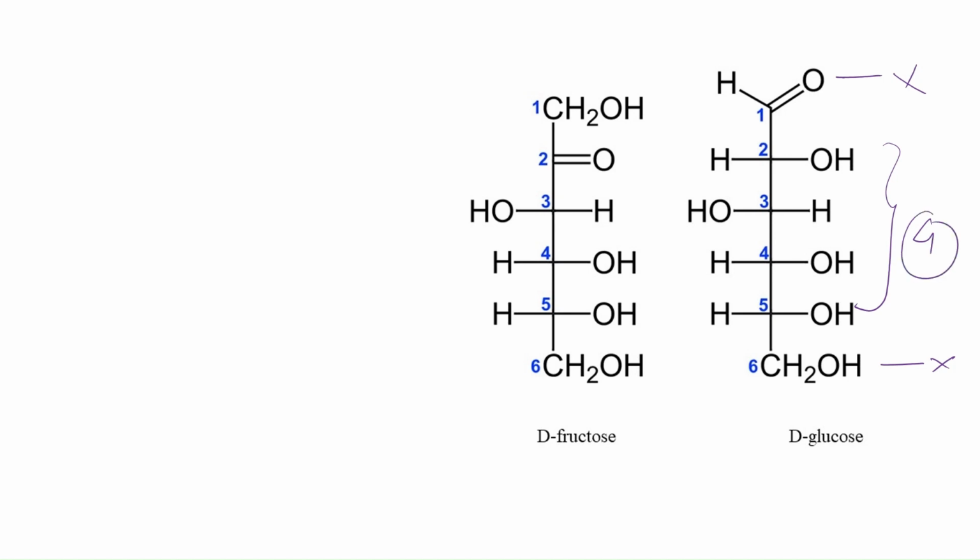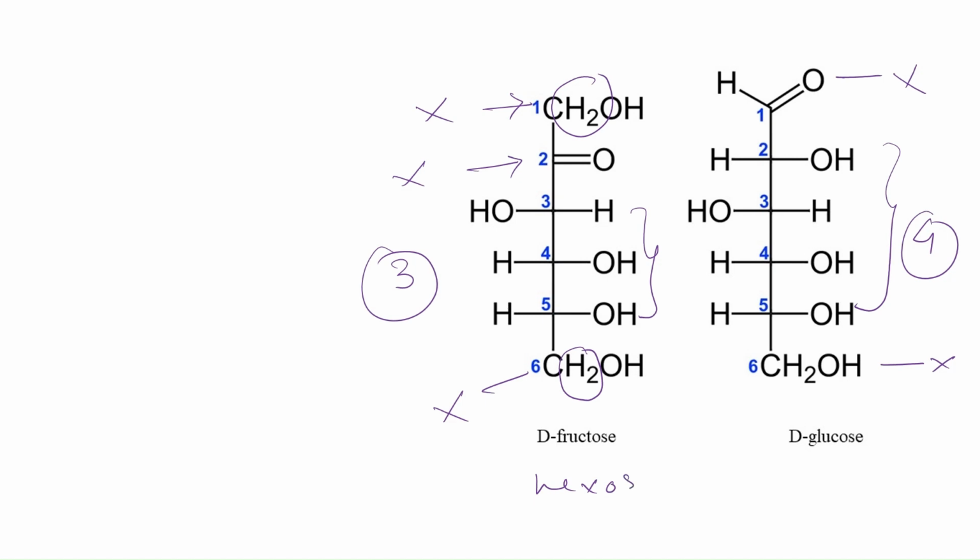But in case of fructose, pause the video and find out by yourself how many chiral centers are present. This first one is not a chiral center. The reason is the same, C is bonded with 2 hydrogens. The sixth one is also not a chiral center because C is bonded with 2 hydrogens. The second one is also not a chiral center because C is bonded with oxygen by a double bond. So how many are left? Only 3.